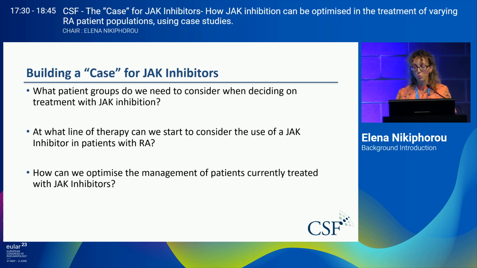So what patient groups do we need to consider when deciding on treatment with JAK inhibitors? At what line of therapy can we start to consider the use of JAK inhibitors in RA? And how can we optimize the management of patients currently treated with JAK inhibitors?